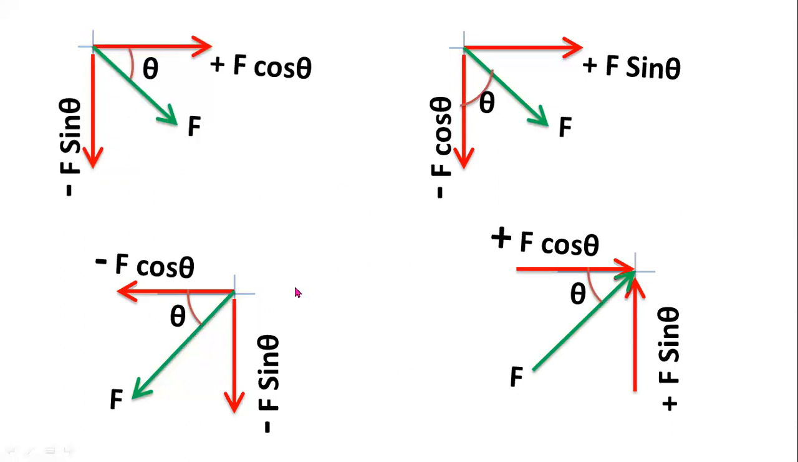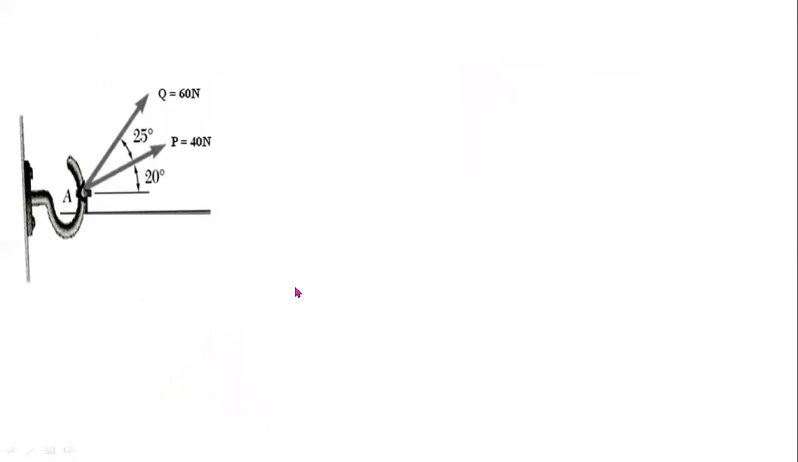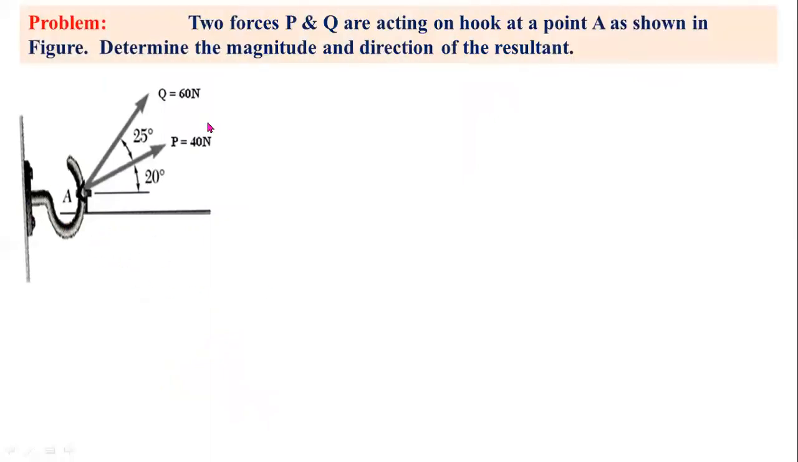By using these fundamentals, you have to solve this problem. This is the question. Two forces P and Q are acting on a hook at point A, as shown in the figure. Determine the magnitude and direction of the resultant. Here you can observe forces P and Q are acting at a point A on a hook. Then you have to determine the magnitude and direction of the resultant. You can solve this problem by using the polygon law of forces or the parallelogram law of forces.